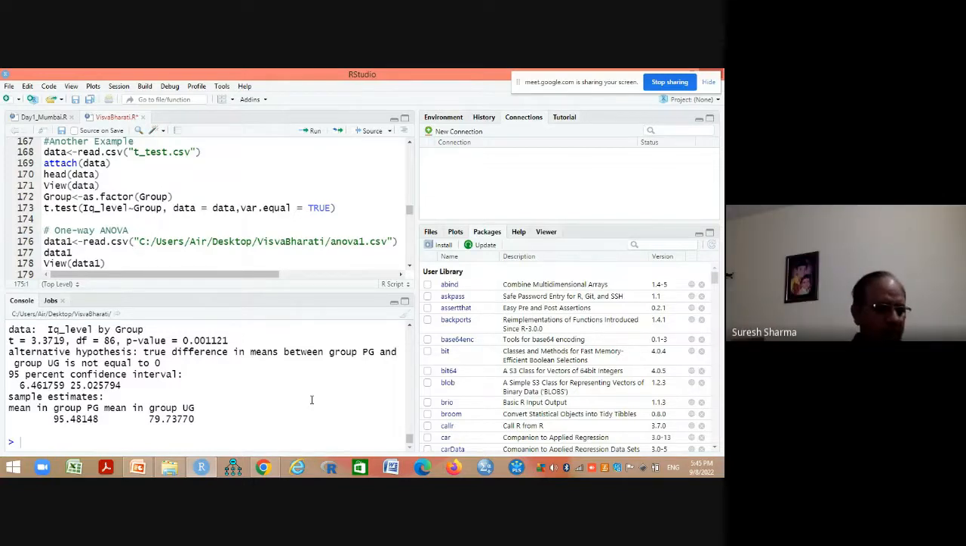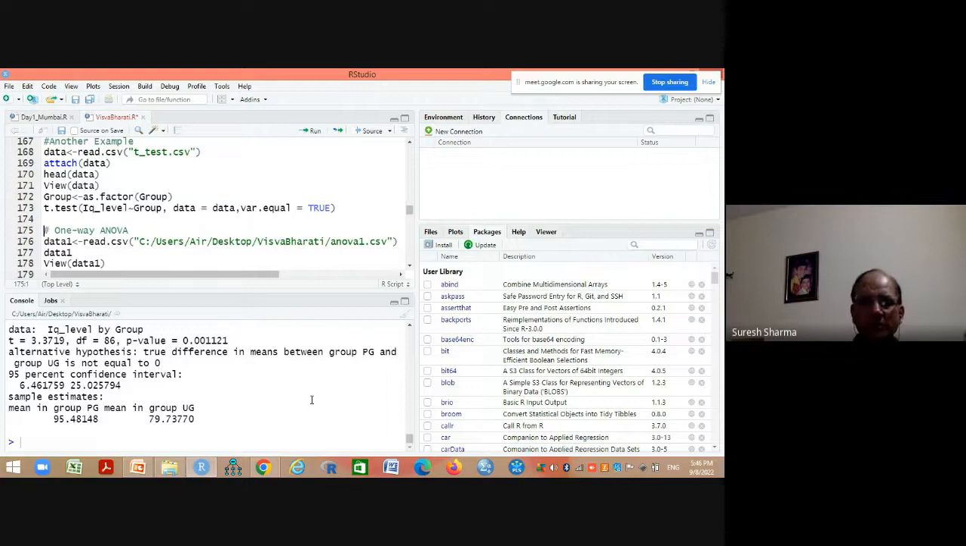Now, this is all about the t-test. Now we will move on to analysis of variance. First, we will do one-way analysis of variance, and then we will do two-way analysis of variance. And finally, we will move on to cluster analysis. Now, where to apply one-way analysis of variance? Because there is a restriction of the t-test. The restriction of the t-test is you can compare only two groups. Maximum two groups, PG and UG.